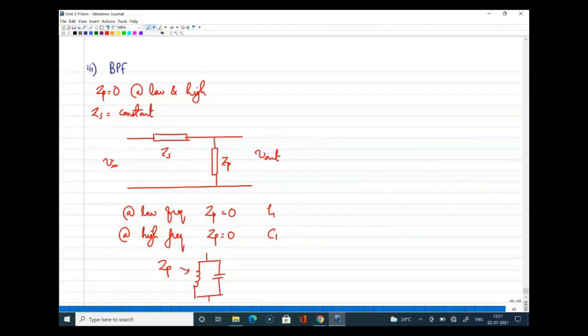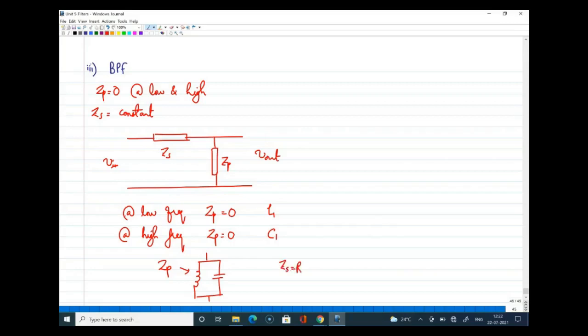And irrespective of this, whether you have the inductor acting as a short at low frequency or the capacitor acting as a short at high frequency, your output will definitely be equal to 0, and you will have a constant value for your Zs, which will not actually affect this, because anyway your output will be shorted to 0 at low and high frequency. So your Zs can be a resistance value.